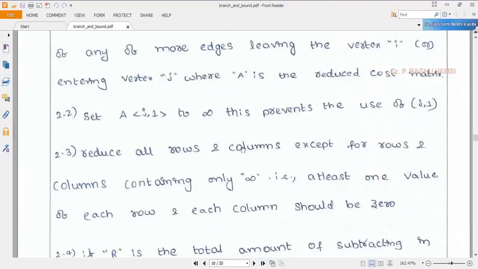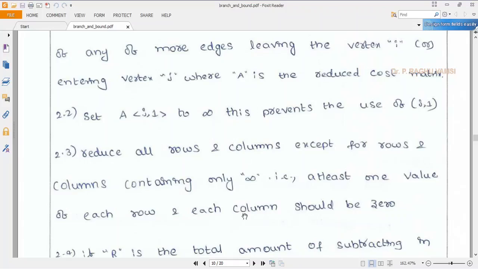Next, step 2.2, set A of j comma 1 to infinity. This prevents the use of j comma 1. Because you have passed through the vertex j, we should not visit it again, because the starting vertex from which the traveling salesperson will start is 1. So set A of j comma 1 to infinity. This prevents the use of j comma 1.